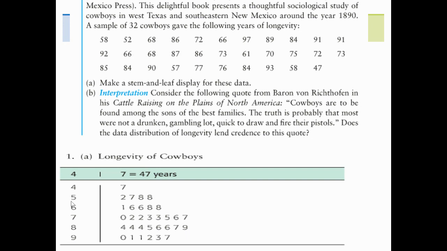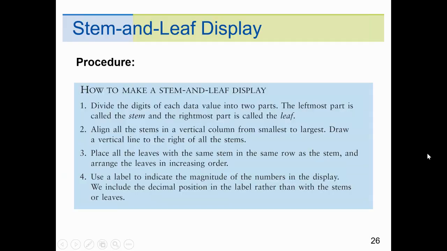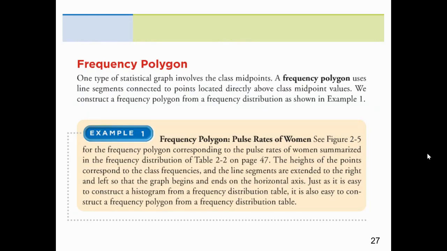Nice timing. Anyways, longevity of cowboys. All right. So the 4-7 represents that one of the cowboys lived to 47 years old. There it is right there. 52, 57, 58, and 58. You'll find them there. Stem and leaf. This is your stem. The units digit is your leaf. No biggie. Here he talks about it.